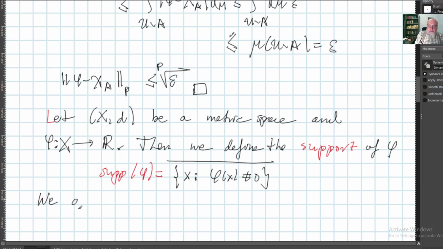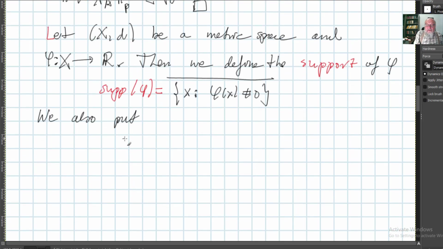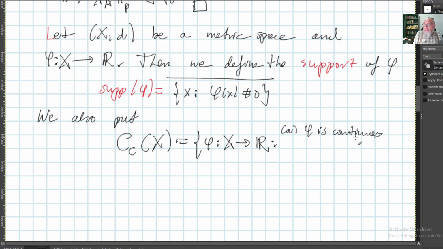And we also put the subspace C_c(X) to be a subspace. This is defined as the set of all functions phi from X to R such that (A) phi is continuous, and (B) the support of phi is compact. So that means this is the set of continuous functions with compact support.